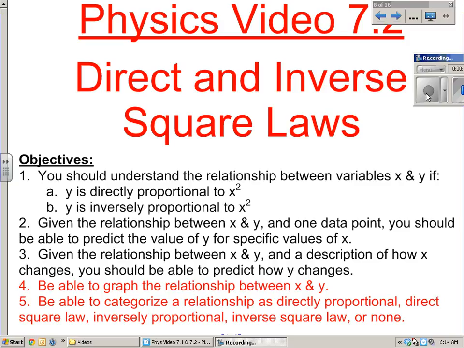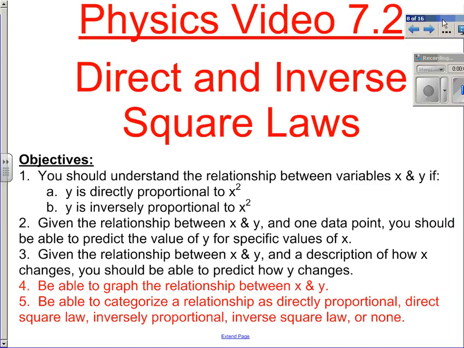All right, welcome to physics video 7.2. We're going to learn about the direct and inverse square laws. I'm not going to read through the objectives. This video is actually really similar to the last one. In the last video, we learned about direct and inverse variation. Today, we're going to learn about direct and inverse square laws. So that's the deal. The video is going to run very similar to the last one.